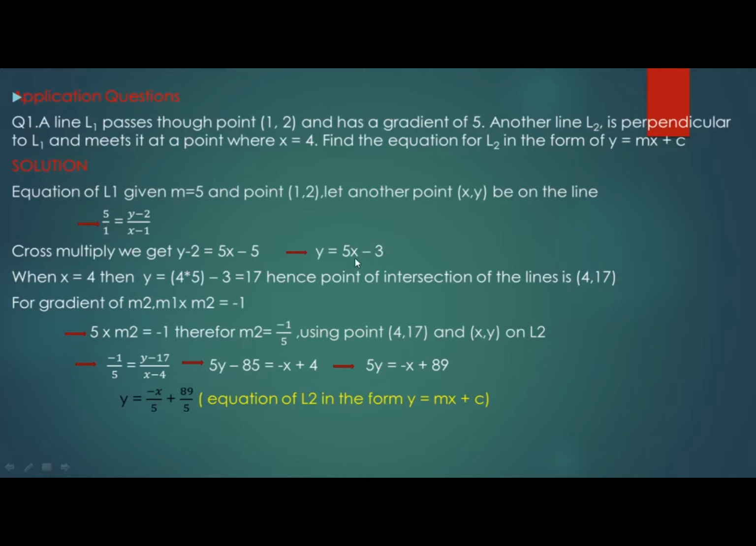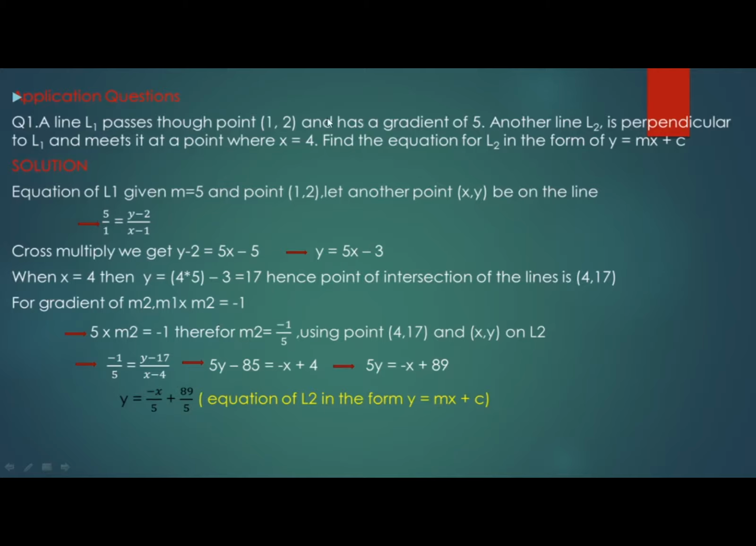But remember, that's not what we are finding. We are finding the equation of L2. And we know that L2 is perpendicular to L1. And we know for perpendicular lines, m1 times m2 equals negative 1.